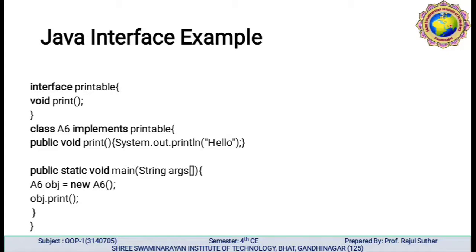Java interface example: interface Printable with a void print method. Class A6 implements Printable, with public void print, where System.out.println prints the hello message. Public static void main(String args): A6 obj = new A6(); obj.print(). Try this example in Java. So here the message displayed is hello.